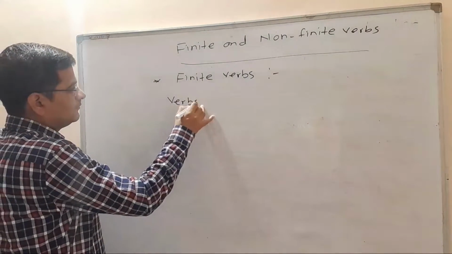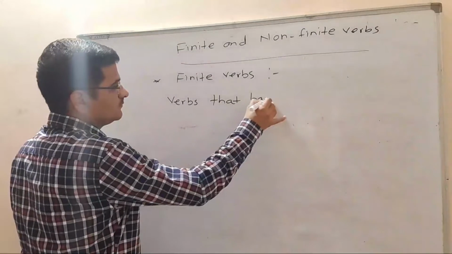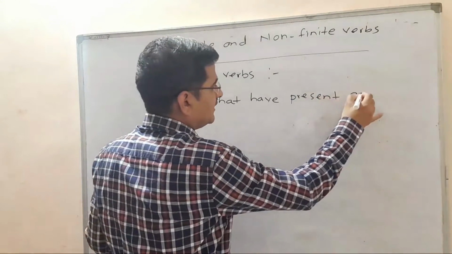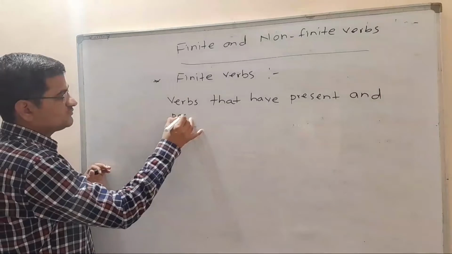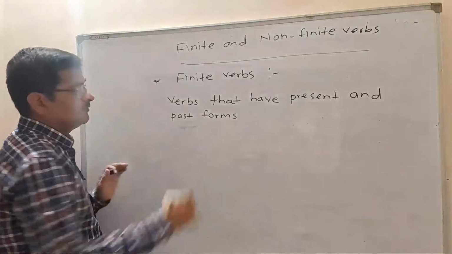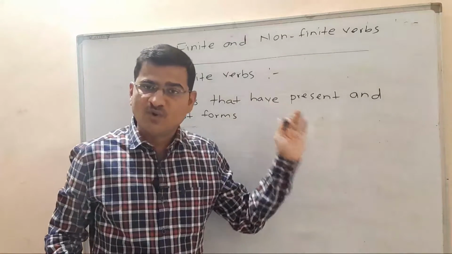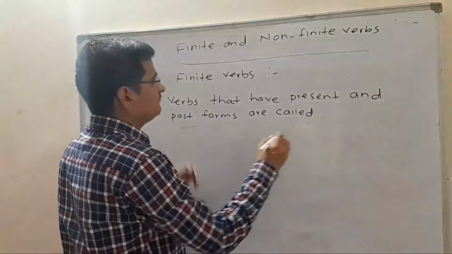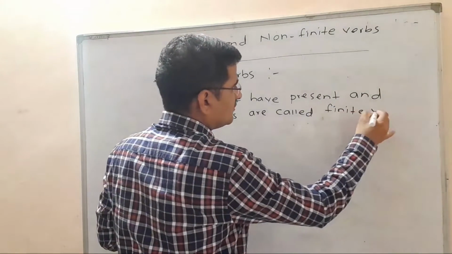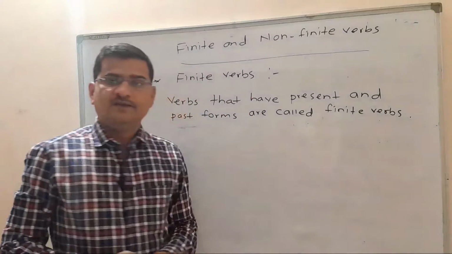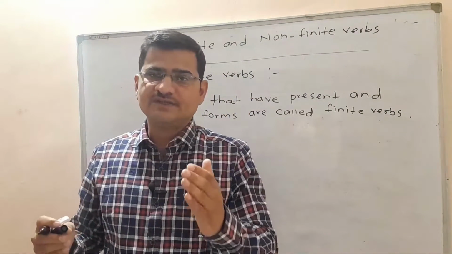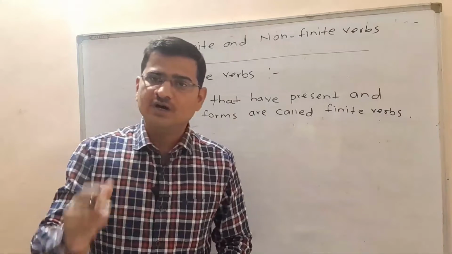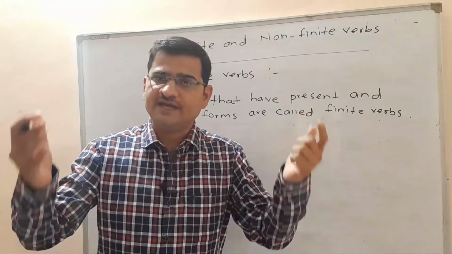Verbs that have present and past forms. Verbs that have present and past forms are called finite verbs. In other words, we can say that verbs that have tenses are called finite verbs, or we can say verbs with tenses are called finite verbs.